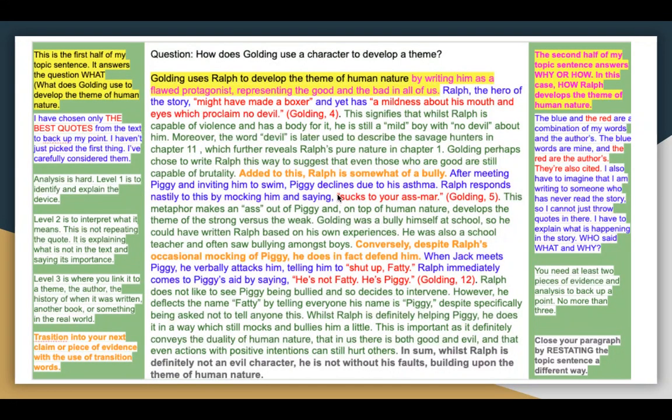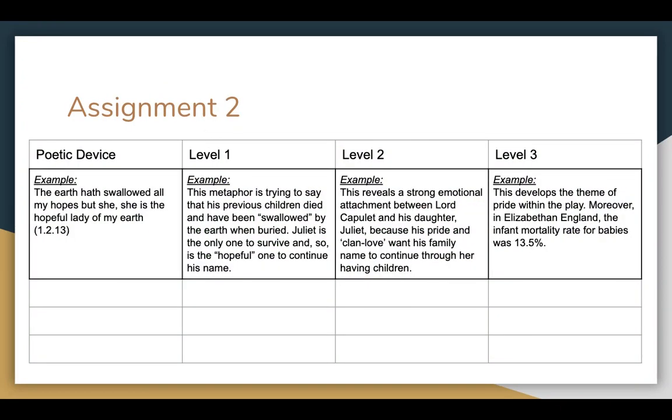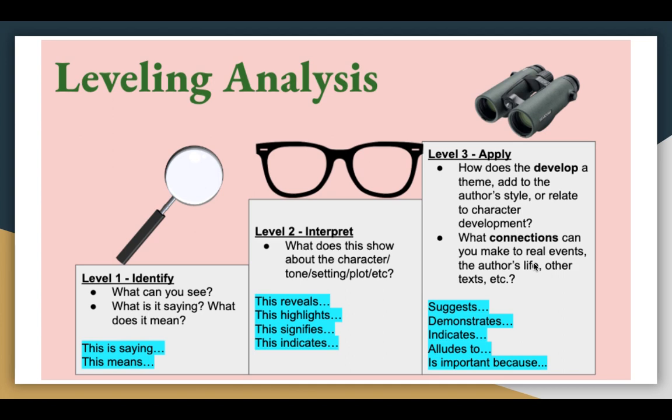Remember, when you're doing your paragraphs, use the colour coding system, please. There are videos on YouTube for that as well, and there's the writing workshop to help you with that. Then assignment two, same as every chapter, just pick four devices from the scene and analyse them level 1, 2, 3. Again, just like we have been doing.